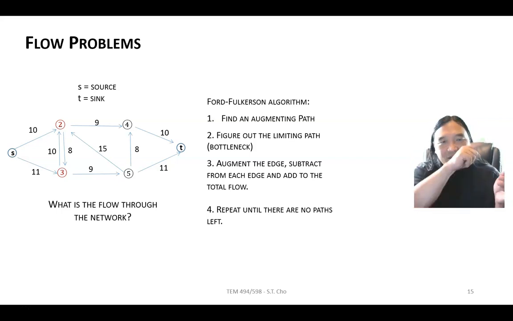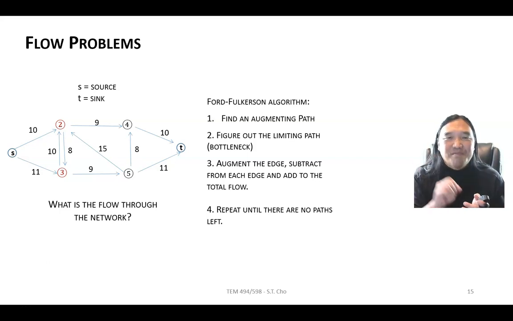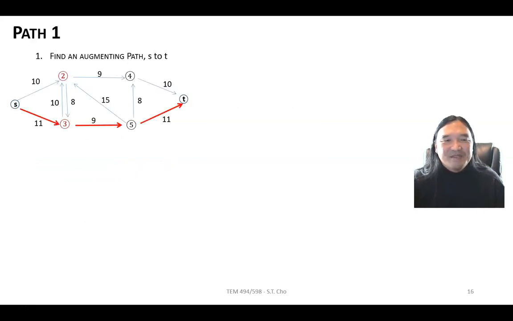Your limitation going through that path is going to be your bottleneck, meaning the lowest capacity that you can flow. That's going to be your limit. Once you figure out what that flow is, then you do the math to even it all out. And then you keep repeating it until you don't have any more flow paths where you can get from the beginning to the end. So let's do an example.